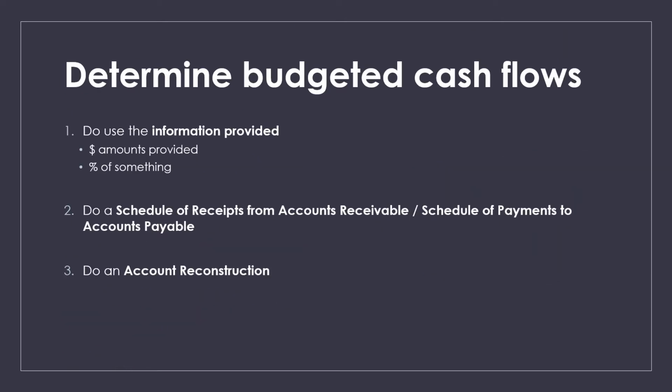Before we prepare the budgeted cash flow statement, we'll need to be able to determine the budgeted cash flows. To do this, we can firstly use the information provided to us, either the dollar amounts provided, or perhaps we might need to use the percentages to calculate dollar amounts. Number two, we could also create a schedule of receipts from the accounts receivable or schedule of payments to the accounts payable. Lastly, we could also perform an account reconstruction.